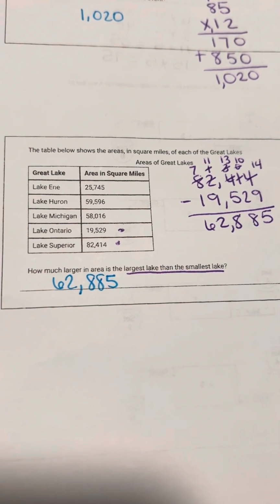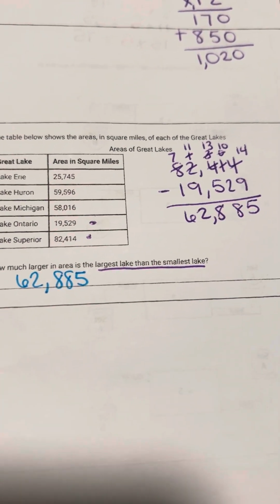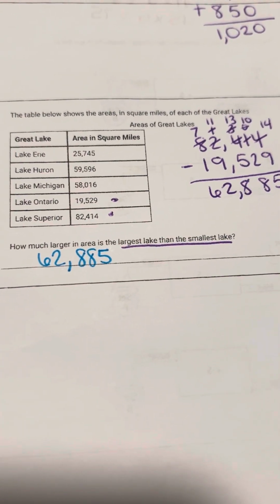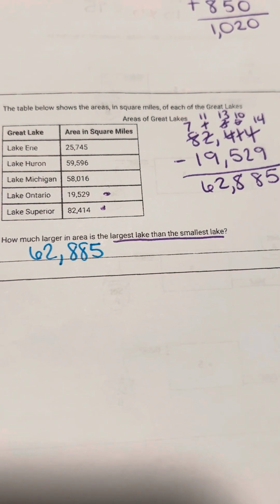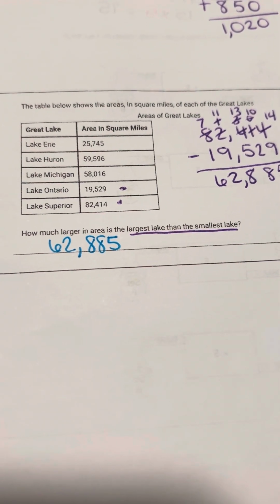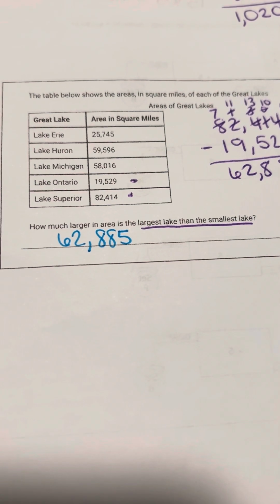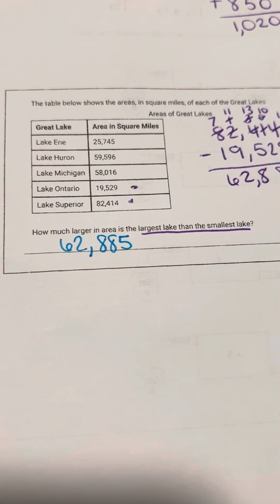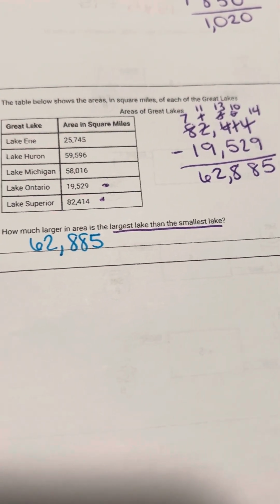Number 5. The table below shows the areas in square miles of each of the Great Lakes. It says how much larger is the largest lake than the smallest lake. So you had to find the largest lake, which was Lake Superior, and the smallest lake, which was Lake Ontario. And then you had to subtract those two numbers.